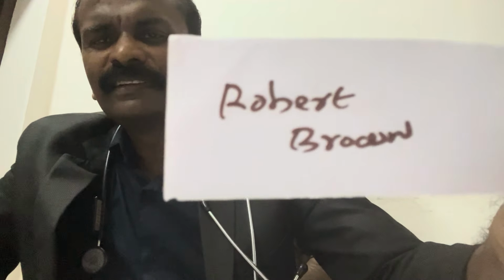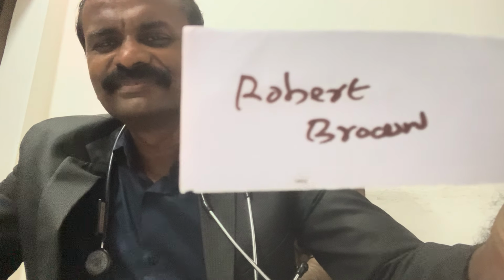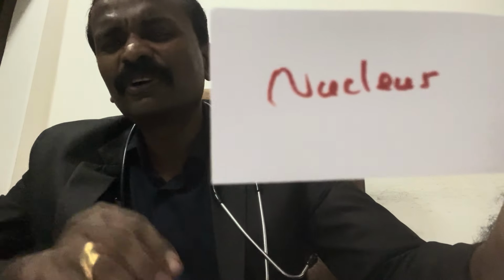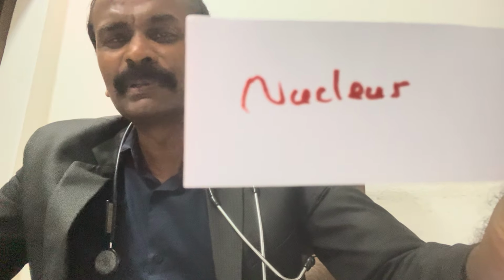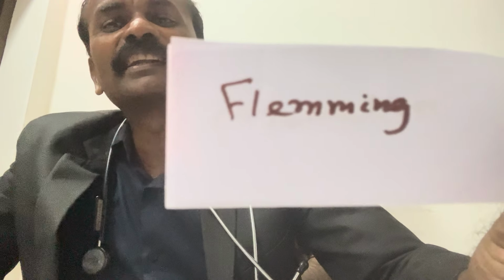Come on. Have you heard about my friend Robert Brown? What did he find out? Your friend Robert Brown. What did he find? Come on. He found nucleus. Don't forget Robert Brown. Okay. Robert Brown, nucleus. What did our best friend Fleming find? Fleming.